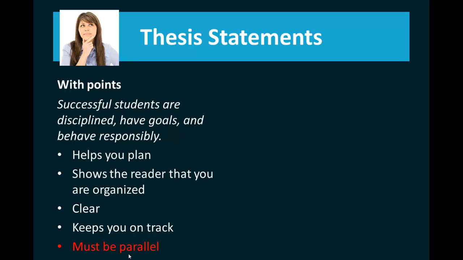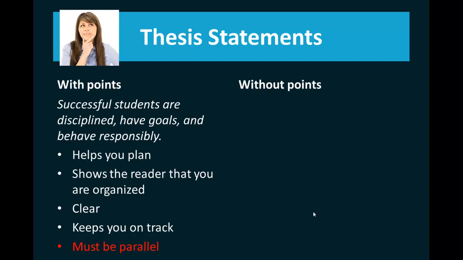When you write a thesis statement with points, the points must be parallel. This means you need the same part of speech in each point. For example, here we have "are," that's a verb. So, successful students are disciplined. Now we need a verb again for our second point. So we can't just say successful students are disciplined, goals. No. We need to say have goals. We need a verb. And behave responsibly. We need a verb. That's what parallel means.